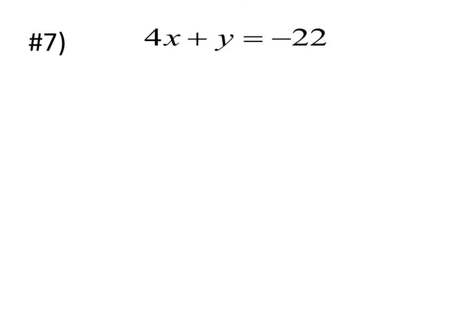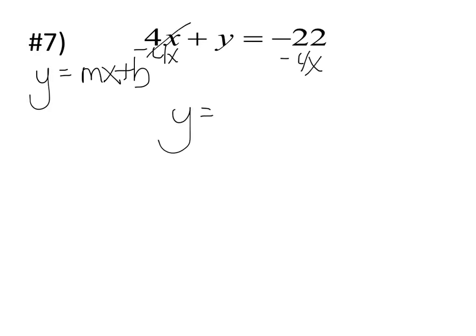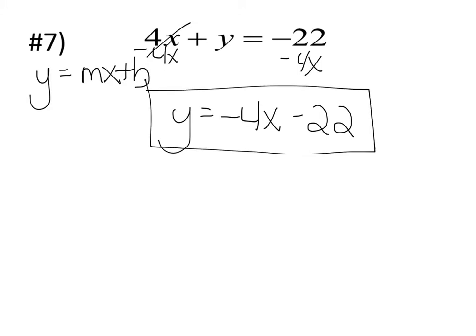In number 7, they want us to write it in slope-intercept form, and they gave it to us in standard form. So again, slope-intercept is y equals mx plus b. I need to get y isolated. So I'm going to subtract 4x from both sides, leaving me y equals, and remember, always write your x term first, -4x minus 22. That is all we need to do on that one.